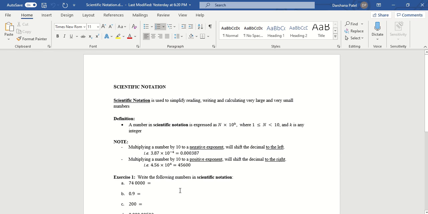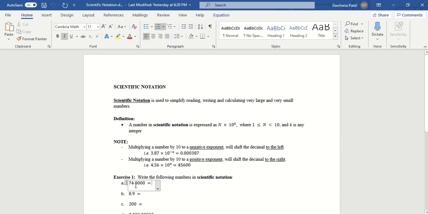Okay, let's practice some of them. Write the following numbers in scientific notation. So 74 followed by 4 zeros. We have to move the decimal place in such a way that we end up with a number between 1 and 10, and the exponent can be any number. If I have no decimal, I assume it is at the end. Move it 1 place, 2 places, 3 places, 4.